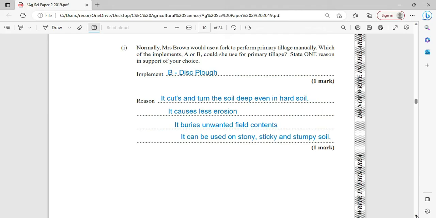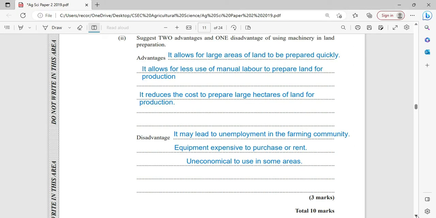So the soil might be sticky or the soil might be stony, but this is going to be cutting very deep. It causes less erosion and it buries unwanted field contents. It can be used in stony, sticky, and of course, stumpy soil. So they would have given you several supporting reasons. You just need to write one for your exam. So just two advantages and one disadvantage of using machinery in land preparation.